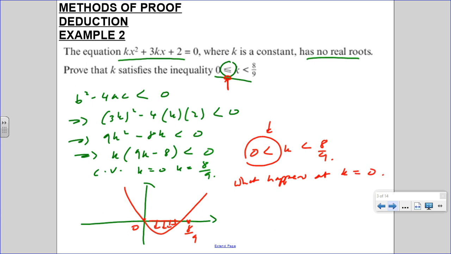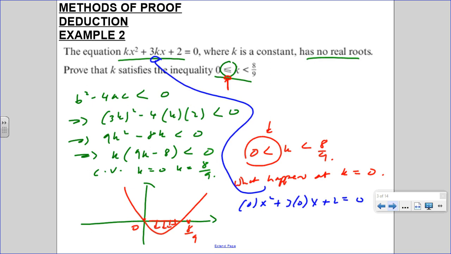Well, if we put k equals 0 into the original, so 0 times x squared plus 3, 0 times x plus 2 equals 0. So at the moment, I've got 0 plus 0 plus 2 equals 0. No, we've just broken maths. That's not true, is it? So k cannot be 0 as well. If k was 0, then we would still get no real roots. It wouldn't work. So therefore, k must be bigger than or equal to 0.